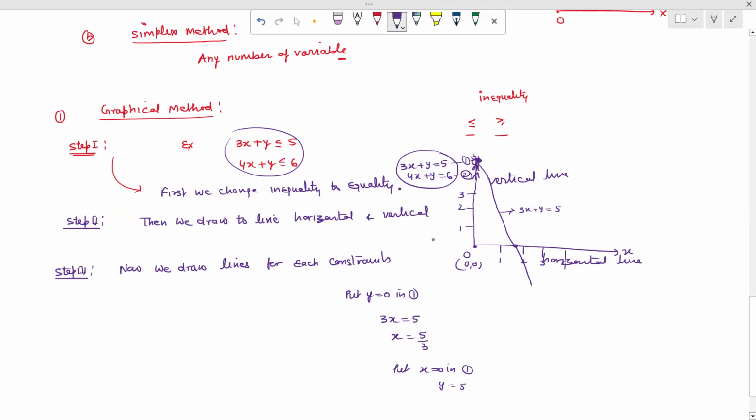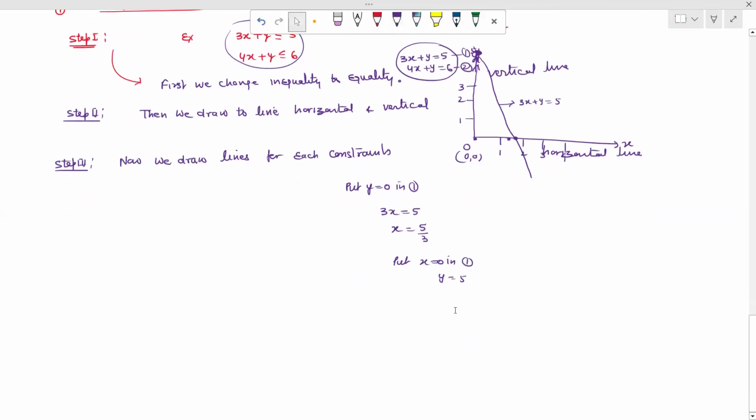ऐसे ही सिमिलरली आप दूसरी लाइन को ड्रॉ करेंगे, y = 0 पुट कर देंगे तो x कितना हो जाएगा 6/4, 6/4 का मतलब 3/2। तो 3/2 कहाँ आ जाएगा, अप्रोक्सीमेट मिड पे आ जाएगा इस पर, तो 3/2 हम यहाँ ले लेंगे। और फिर जब x = 0 पुट करेंगे तो y = 6 आ जाएगा, तो फिर उस लाइन को भी ड्रॉ कर देंगे। ओके, सो दिस इज द प्रोसीजर। So to draw both the lines, now we move to the next step.